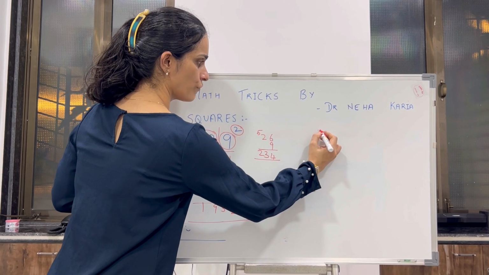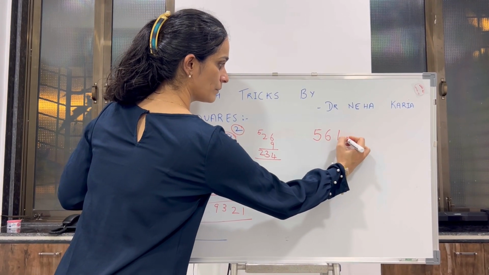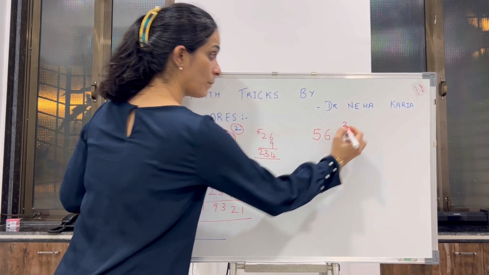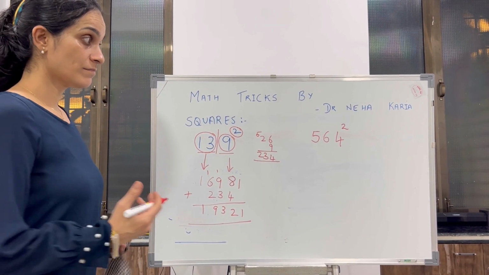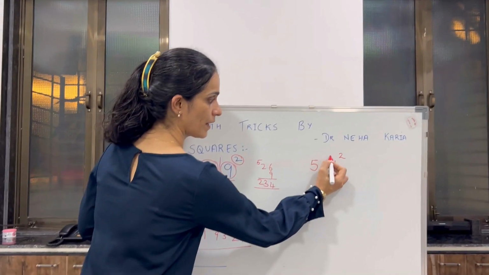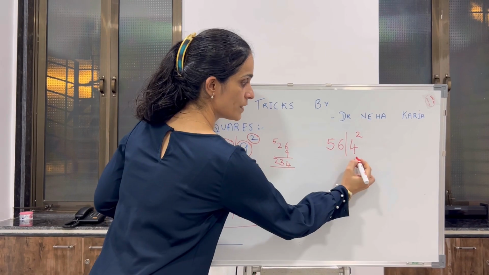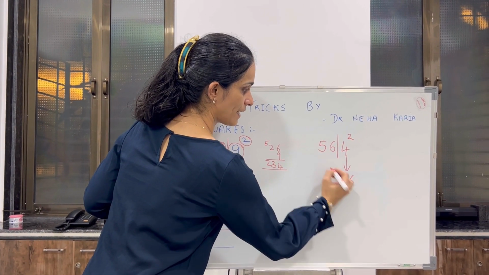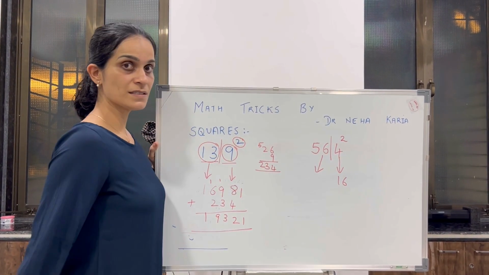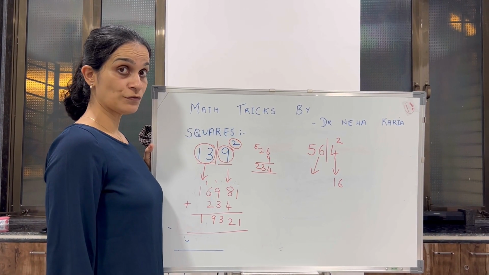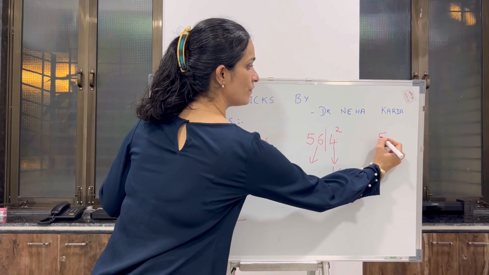Let's take 564 square. I know I have taken a very big number, but see the beauty of this trick. I break the number. First step, 4 square, 16. Next step, 56 square. I don't know 56 square. I can easily find it with my trick.